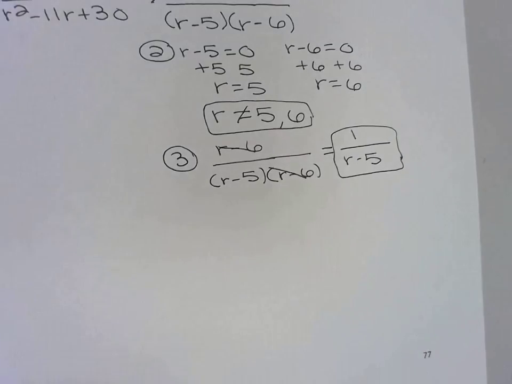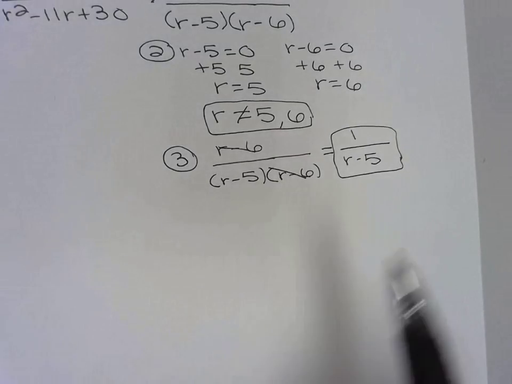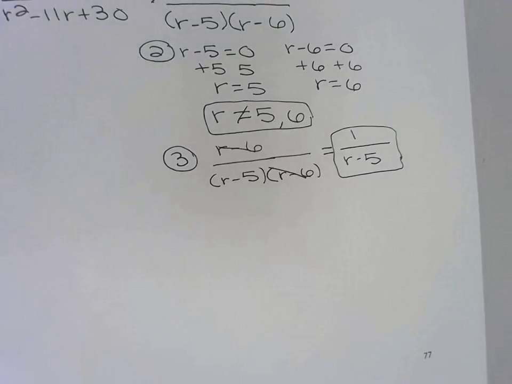So it's going to say simplify and then state the excluded values. So simplify, state the excluded values. That's it.